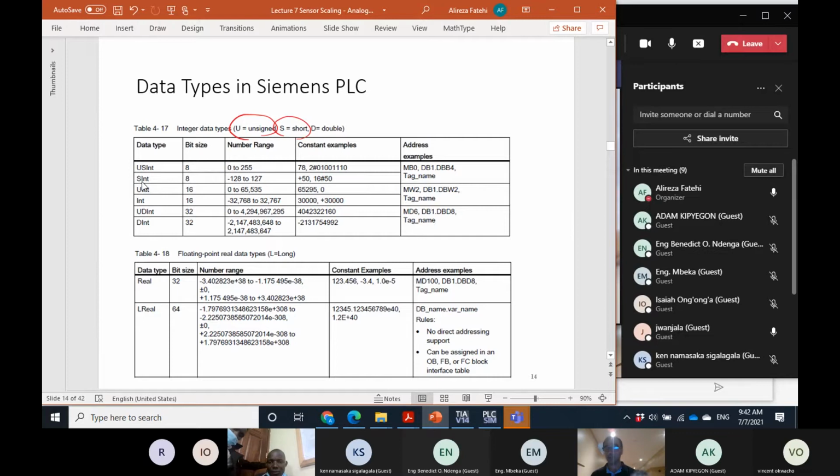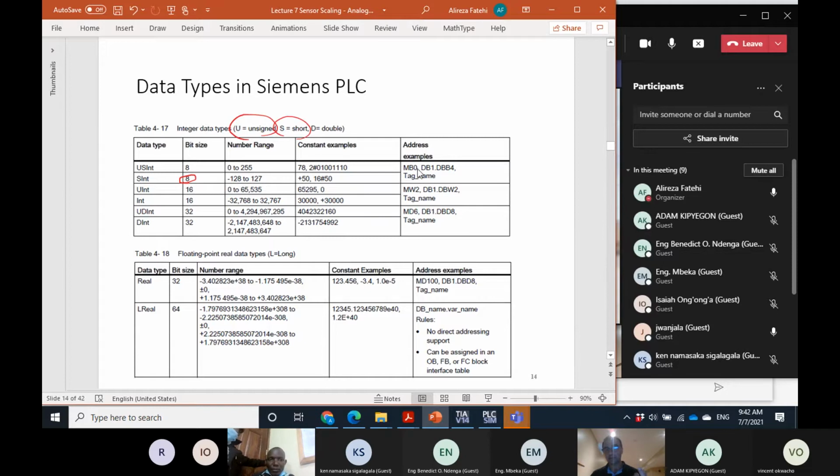You may have a signed short integer. In a short integer, the value can be positive and negative. Out of the 8 bits used to represent it, or this byte, one of the bits is used for the sign, 0 or 1, depending on whether it is positive or negative. So you have just 7 bits to represent the value. So it can represent any value between minus 128 and 127.